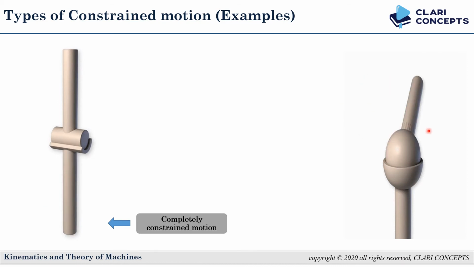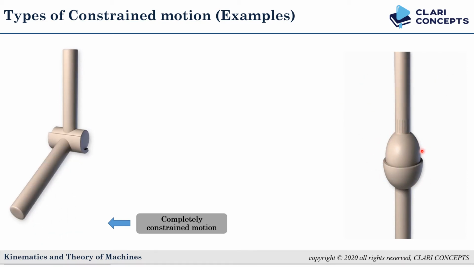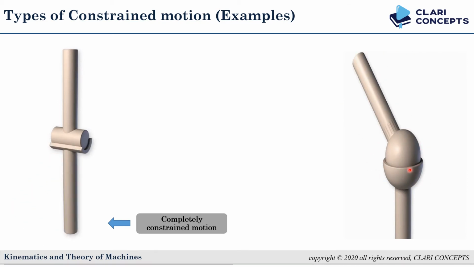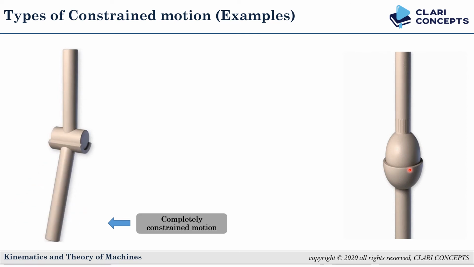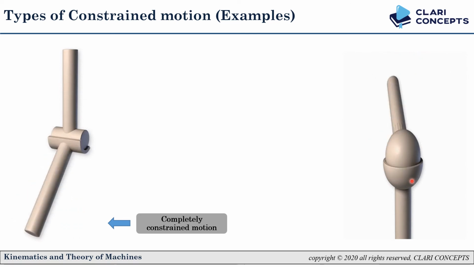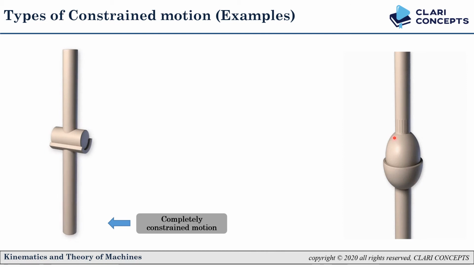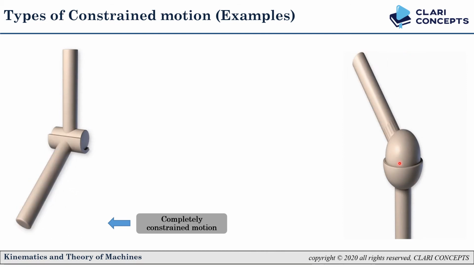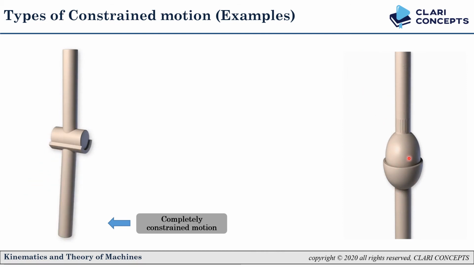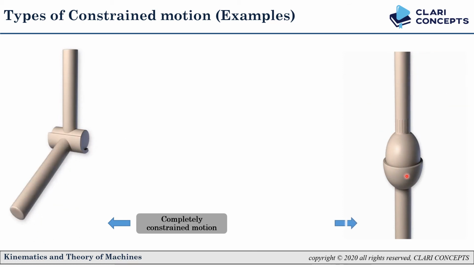Here again the second example we are going to consider. This is a ball and socket joint. Yes, in the previous session we have covered this example in the types of kinematic pair. Now we have to see which type of constrained motion this is. So can you guess? Yes. So this is incompletely constrained motion.